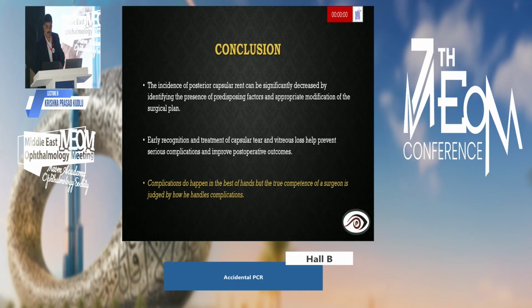So in conclusion, the incidence of posterior capsular rent can be significantly decreased by identifying the presence of predisposing factors and appropriate modification of the surgical plan. Early recognition and treatment of capsular tear and vitreous loss helps to prevent serious complications and improve postoperative outcome. Complications do happen in the best of hands, but the true competence of a surgeon is judged by how he handles the complication.